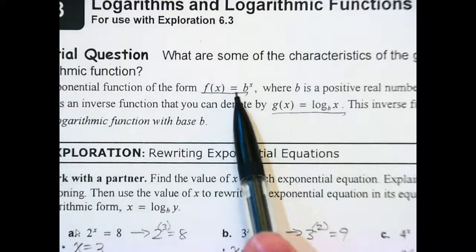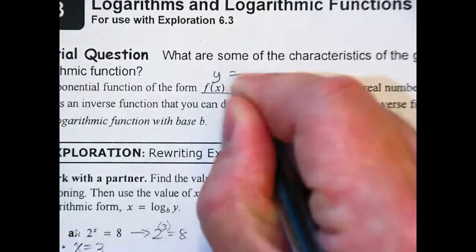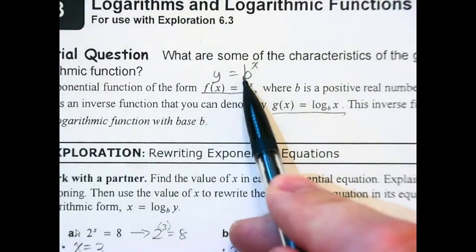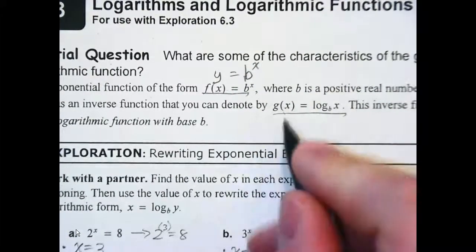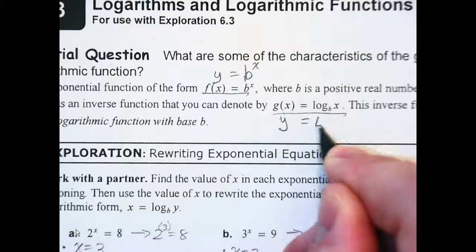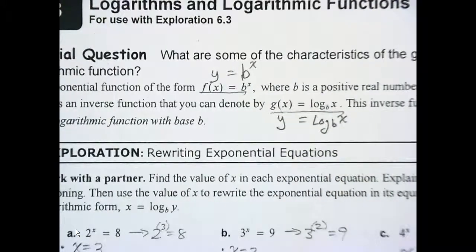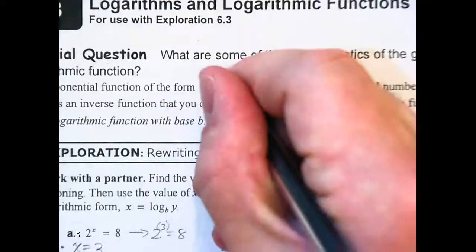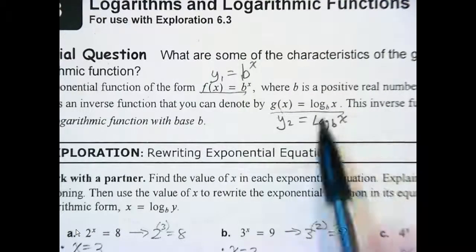So if f of x equals b to the x, one thing that might be helpful is if you think of that as y equals b to the power of x. B, we're going to call base. Our base raised to a power. We could then write that in the form of y equals log base b of x. Now, technically, we want to use a different variable, like we call this y sub 1 and y sub 2 here. Okay? But y equals log base b of x.